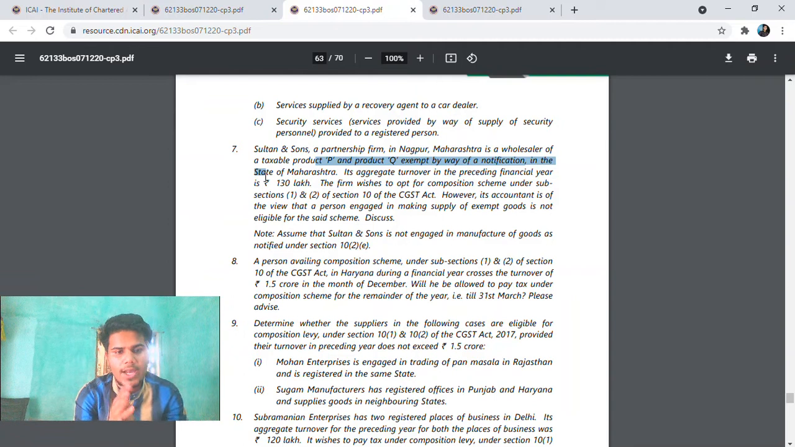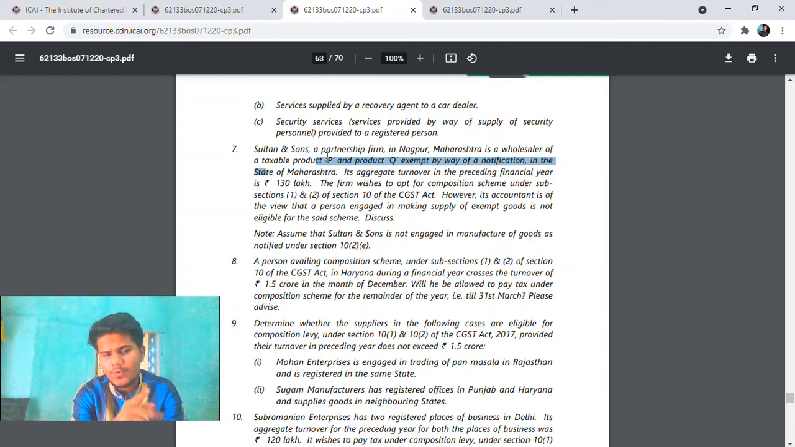We have to identify whether he is eligible or not. His accountant argues that Sultan and Sons is not eligible because he is making exempt supply. So due to exempt supply he is not eligible for the composite scheme. Here the accountant is not correct. I am giving some reference, meaning which person is eligible for the composite scheme and which is not.